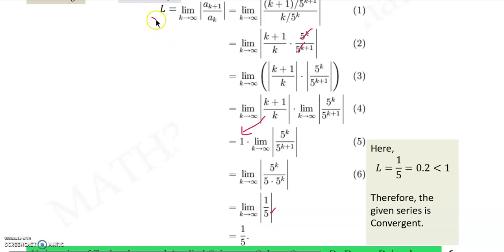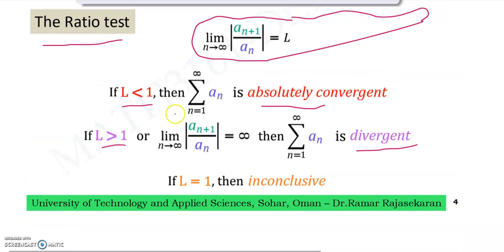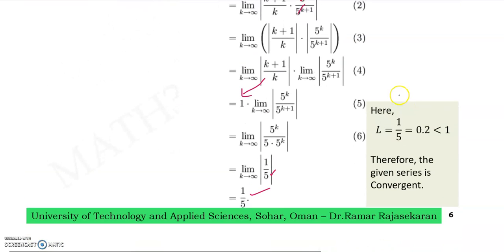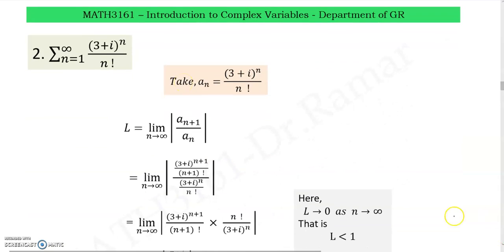So what is L? L is nothing but 1/5, which is equal to 0.2, which means L is less than 1. So what is our conclusion? Now you see here, if L is less than 1, then definitely the given series is absolutely convergent. That's why here we are writing that L is less than 1, therefore the given series is convergent. That's it.